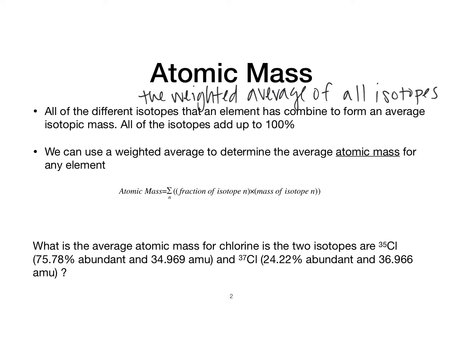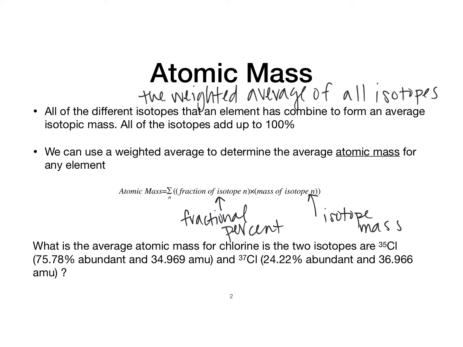All of the different isotopes for any given element add up to 100%, and so we can use a weighted average. A weighted average is the ability to think about how much of any given part you have. Typically, a mathematical average is just adding up all the numbers and dividing by how many numbers you have. A weighted average is going to be the sum of the fraction of the isotope, so this is the fractional percent, and then the isotope mass.